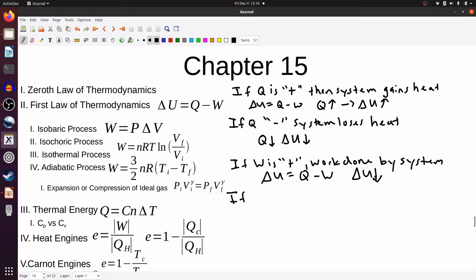Okay. If W is negative, so if the work is negative, then it's done on the system. And so if it's negative, you can see right here, then it's going to be minus a negative. So your internal energy is going to increase. This is like eating. You're doing work on the system by feeding yourself food. And that food is what makes you keep going.